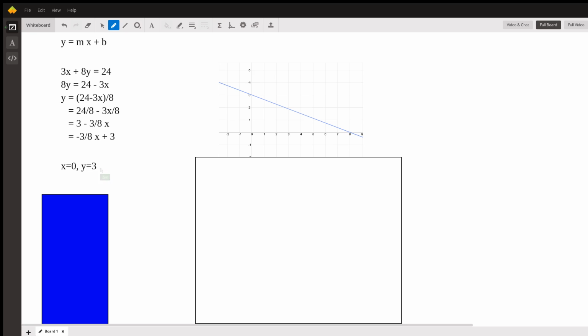And you can see they're clearly depicted there on the graph. So when x is equal to 8, y is equal to 0. So remember, your intercepts are where the line crosses the x and y axis. And that's how it's depicted here. When x is equal to 0, y is equal to 3. And when y is equal to 0, x is equal to 8. So those are your intercepts right there.